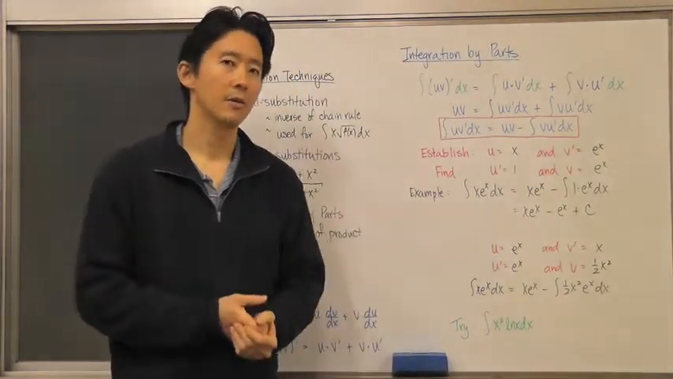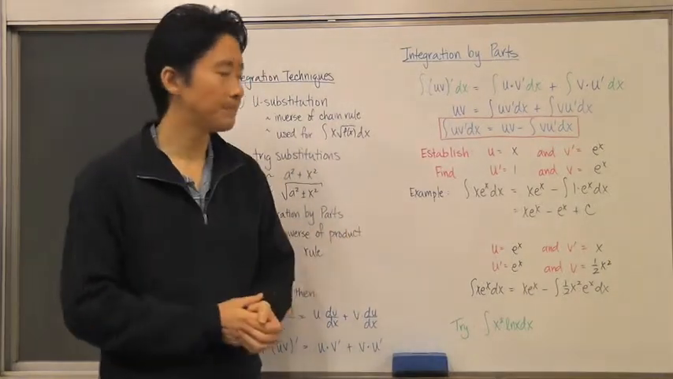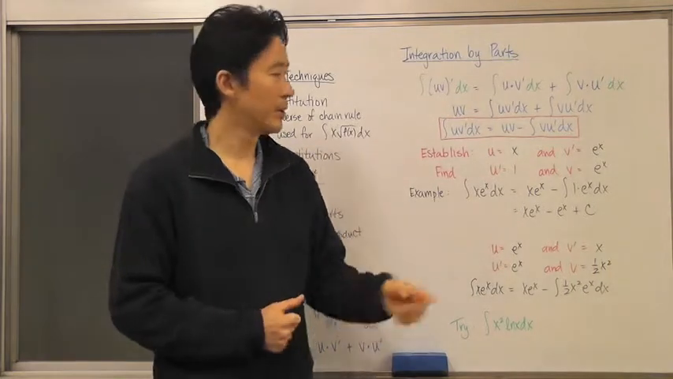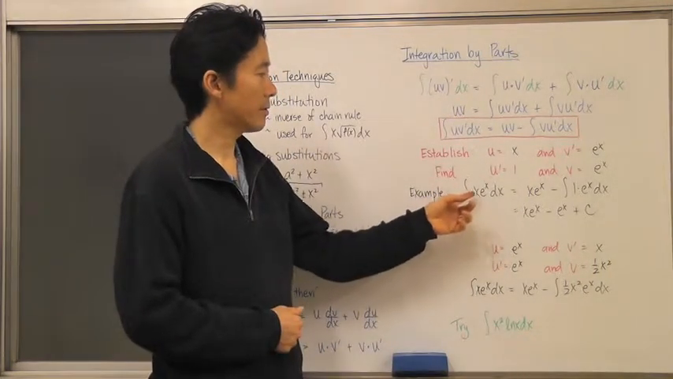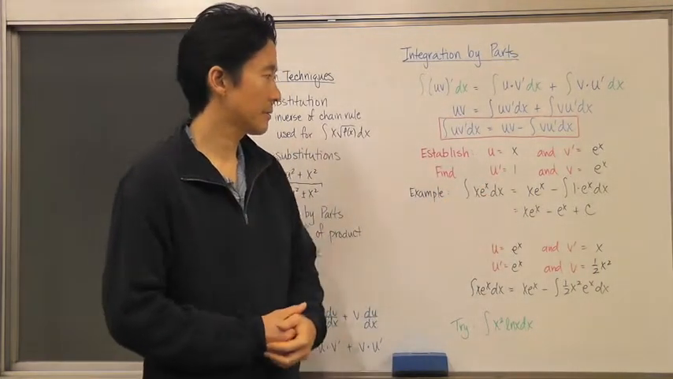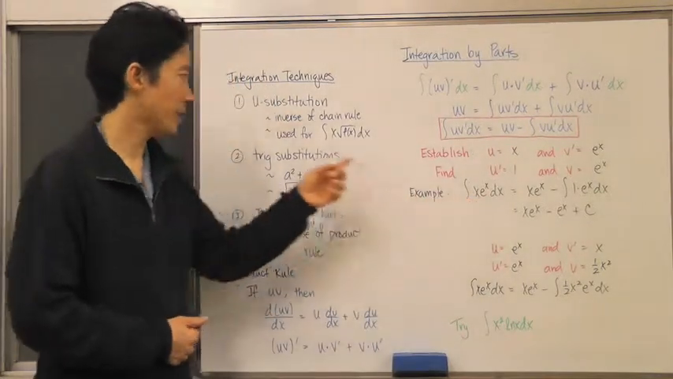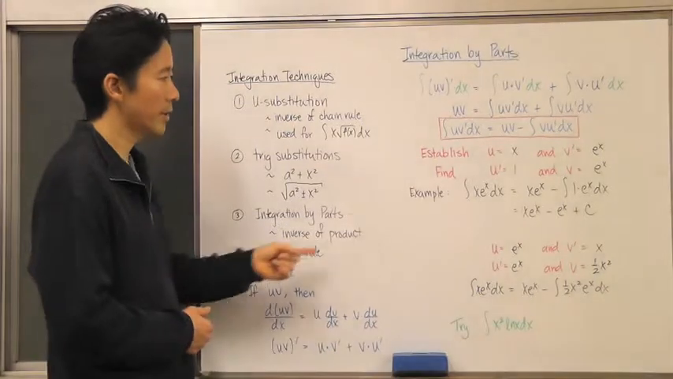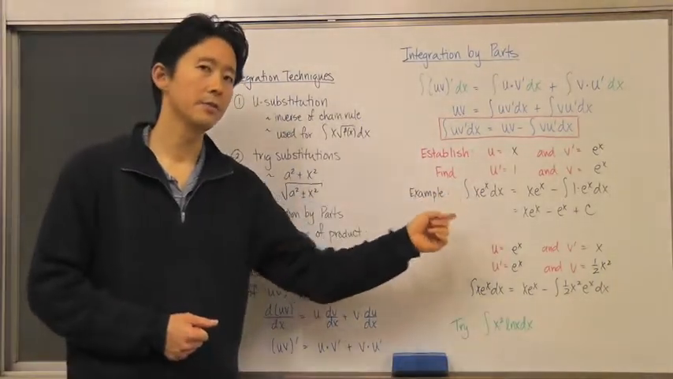Otherwise, it can go haywire very, very easily. Now, let's take a look at a concrete example. Let's say, for example, we have the integral of x e to the x dx. Okay? Now, if we try some of these other substitutions and other techniques that we have, there's nothing that we can actually do for this.